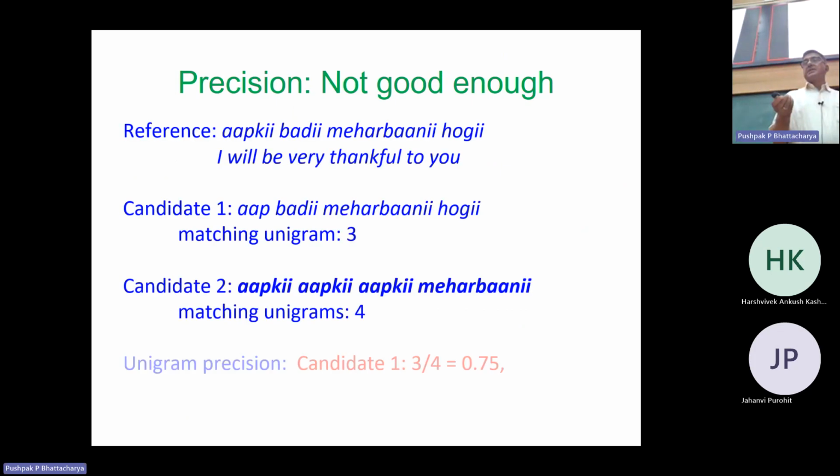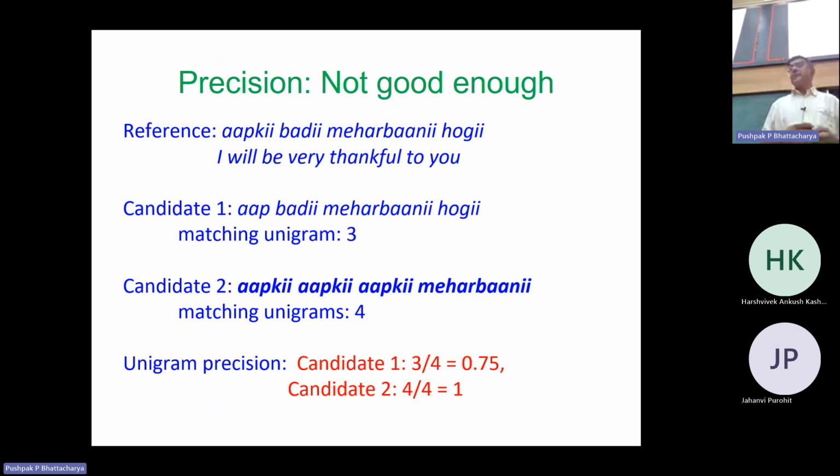So let's take this candidate translation. I will be very thankful to you is the source sentence. The reference translation is आपकी बड़ी मेहरबानी होगी. Candidate 1 is आप बड़ी मेहरबानी होगी. So here the matching unigrams are 3. बड़ी has found a match. आप doesn't find a match. मेहरबानी finds a match, and होगी also finds a match. So the process is to take every word in the candidate and find out if it has a match in the reference translation.